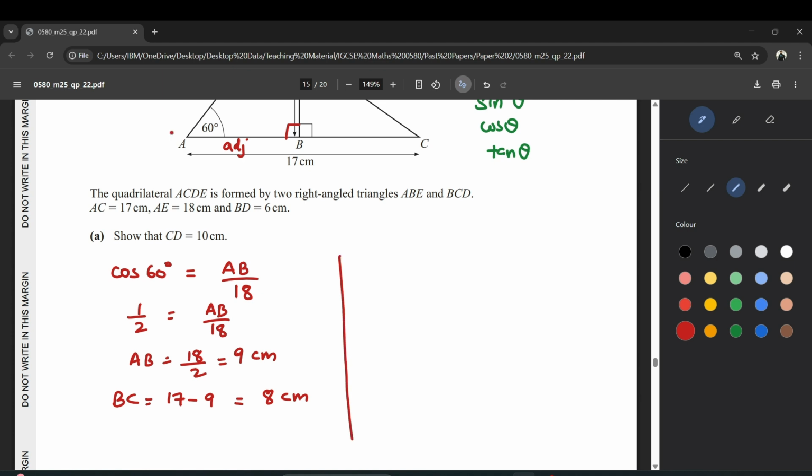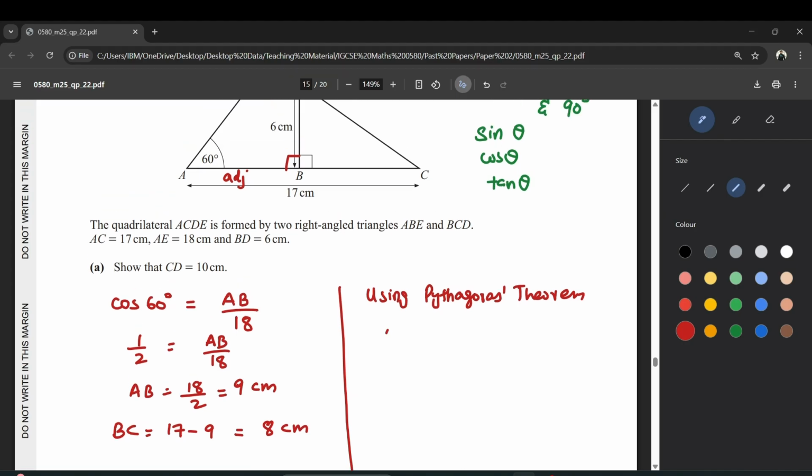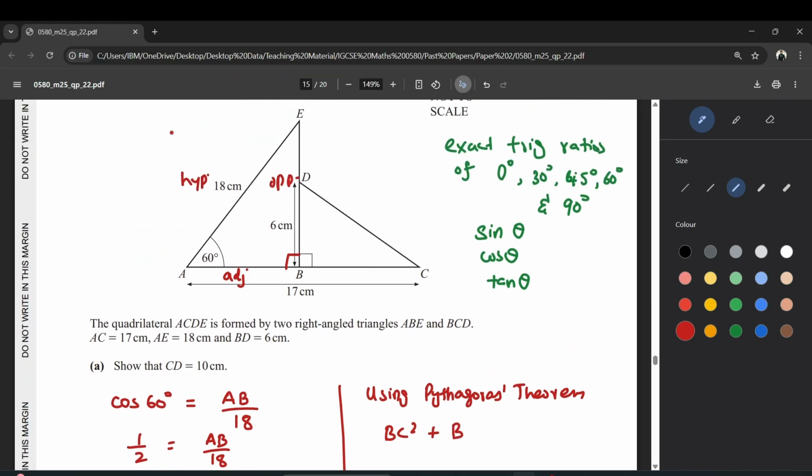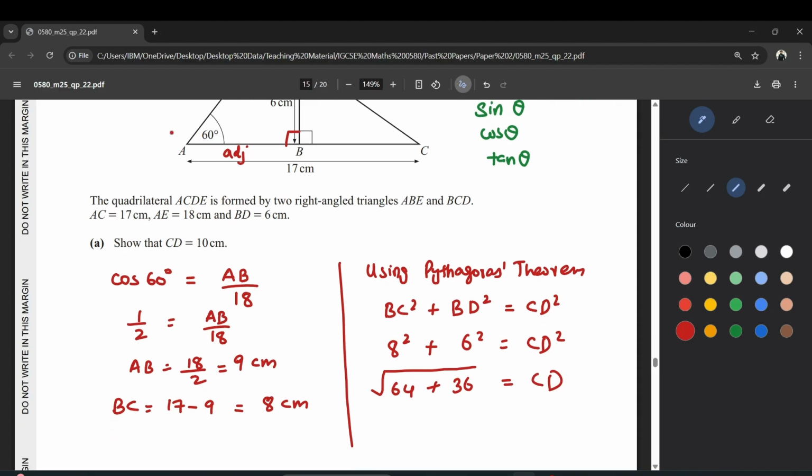So I'm going to say, using Pythagoras theorem, BC square plus BD square is equal to CD square. BC square is going to be 8 squared, BD squared is 6 squared, equal to CD squared. This will be 64 plus 36, and you can take the square root to give us CD. So I can say that CD is equal to root of 64 plus 36, that is root of 100, which is equal to 10 centimeters.